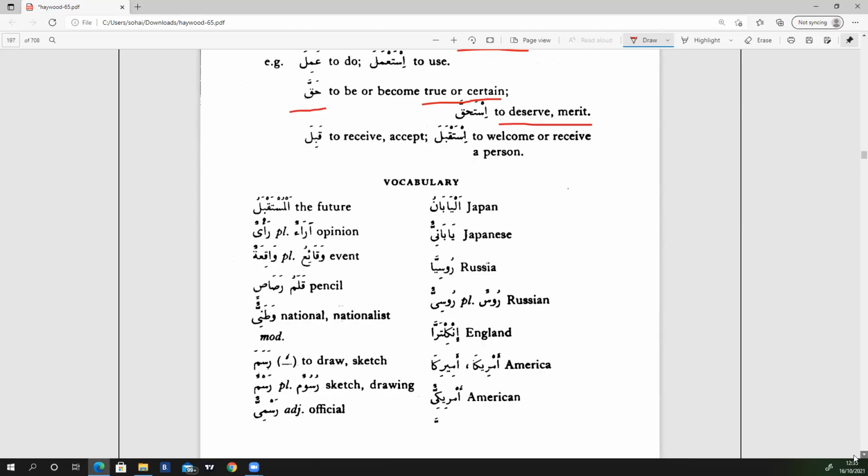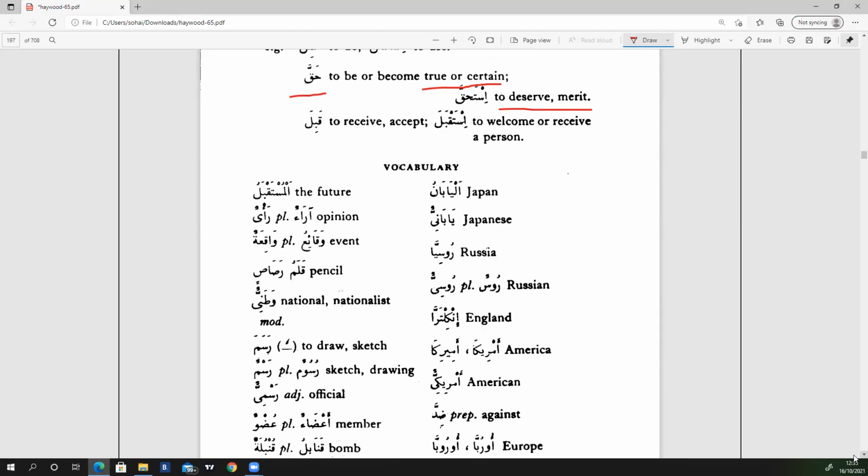We'll move on to the vocabulary. Any questions? No, sir.